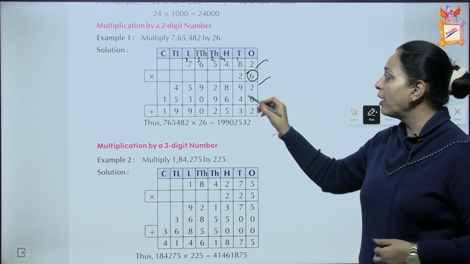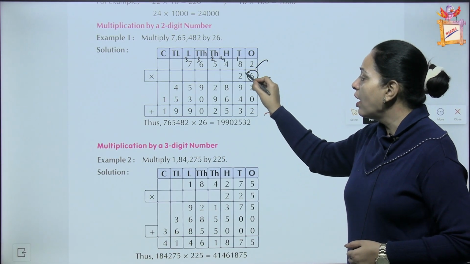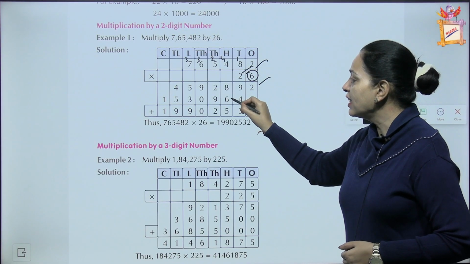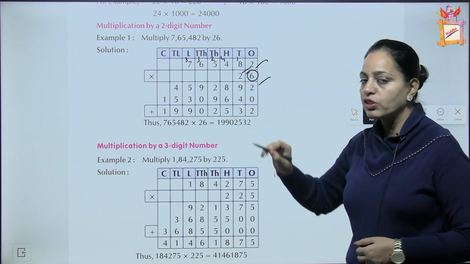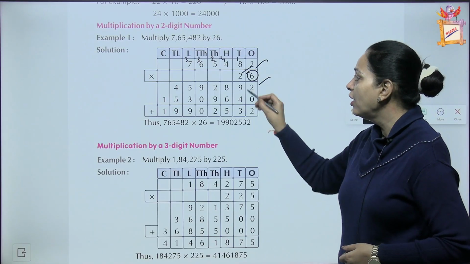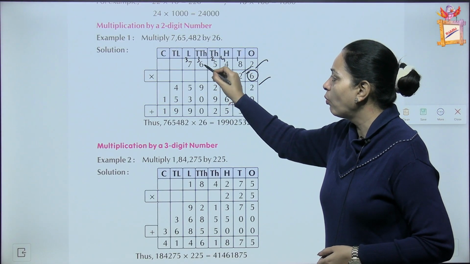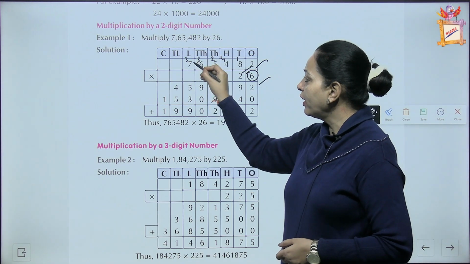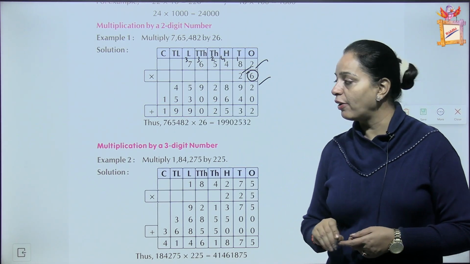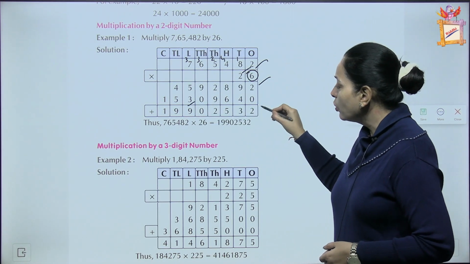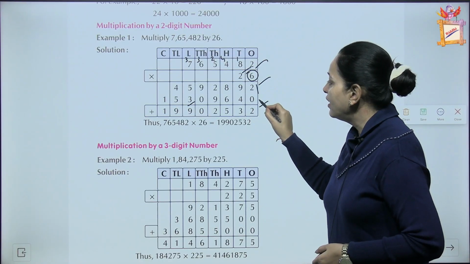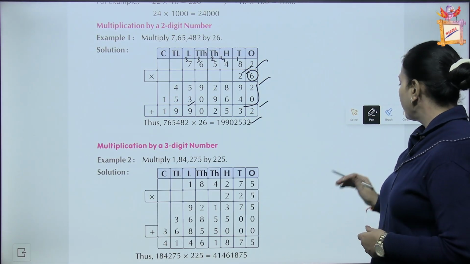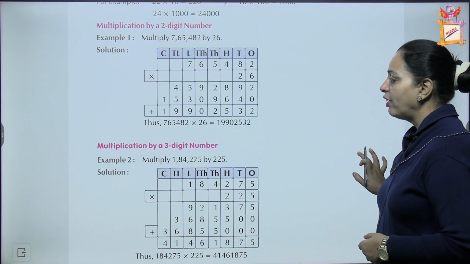Now multiply by 2 tens. So 0 here. Now multiply by 2. 2 2s are 4. 2 8s are 16. 6 here, 1 carry. 2 4s are 8 plus 1, 9. 2 5s are 10. 0 here, 1 carry. 2 6s are 12 and 1, 13. 3 here, 1 carry, 2 sevens are 14 and 1, 15. Now what to do? Just add these two. So this is the value. Okay, very simple, very easy, very interesting.